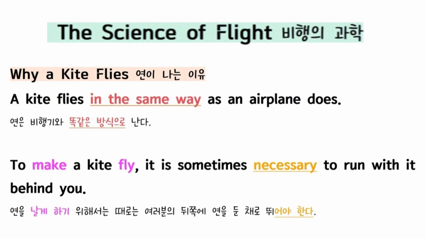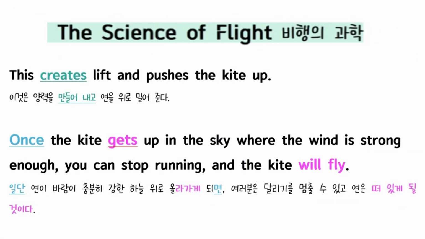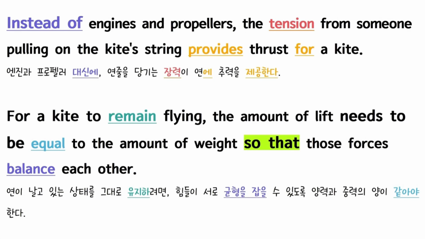To make a kite fly, it is sometimes necessary to run with it behind you. This creates lift and pushes the kite up. Once the kite gets up in the sky where the wind is strong enough, you can stop running and the kite will fly. Instead of engines and propellers, the tension from someone pulling on the kite's string provides thrust for a kite.